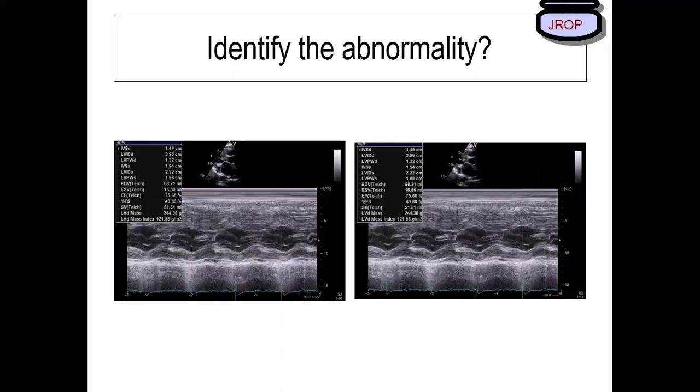Okay, sir. Sometimes when we are doing echo at bedside, the ECG leads are not attached to the machine. So at that time, in the apical view, as in this picture, we are unable to identify whether it is SAM or the AML is long.